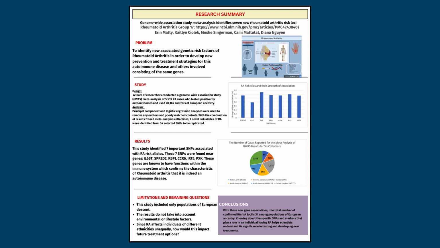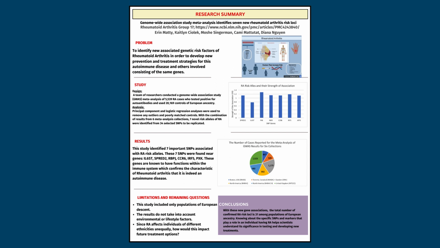Moving back to the GWAS, we can see that the research consisted of a meta-analysis of over 5,000 RA cases who tested positive for the autoantibodies. The pie chart titled "The Number of Cases Reported for the Meta-Analysis of GWAS Results" shows where the origin and distribution of the case collections.